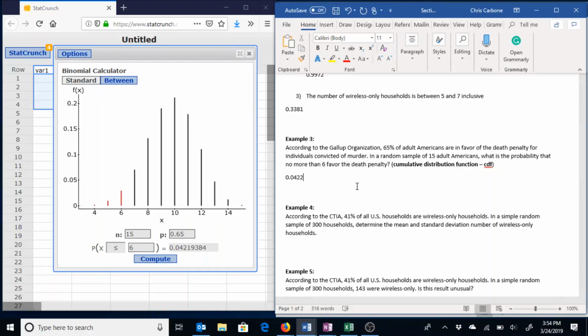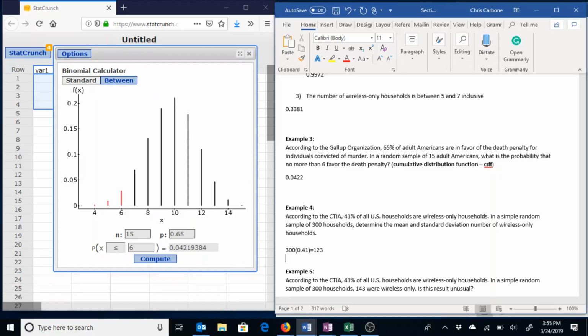Example number 4 is kind of a continuation of that one that we did before. Again, 41% wireless only. We have a simple random sample of 300 households. We want that mean and standard deviation for that. That one was just that calculation that we did during class, which unfortunately is not going to show up inside of StatCrunch here. This was, for the mean, 300 times 0.41, which made a value of 123.